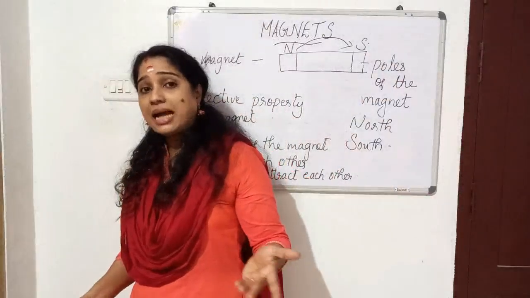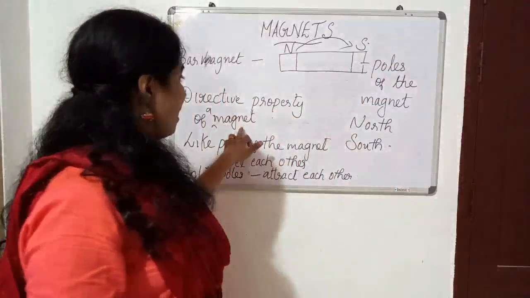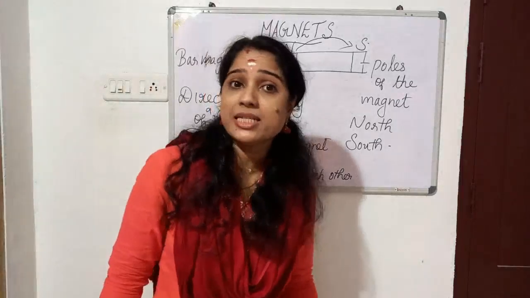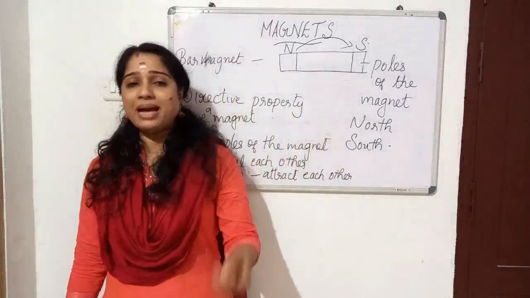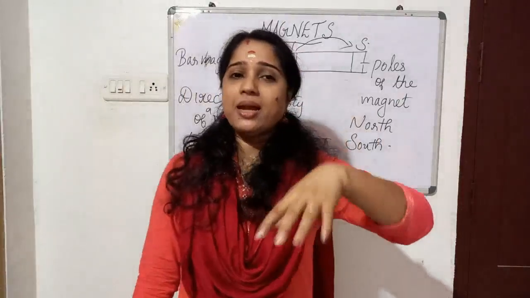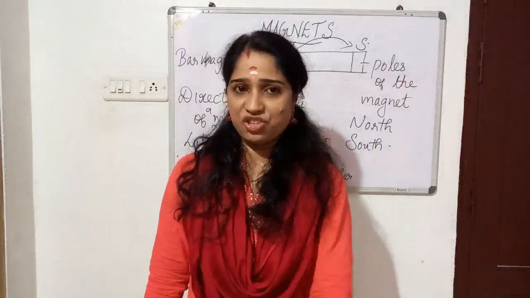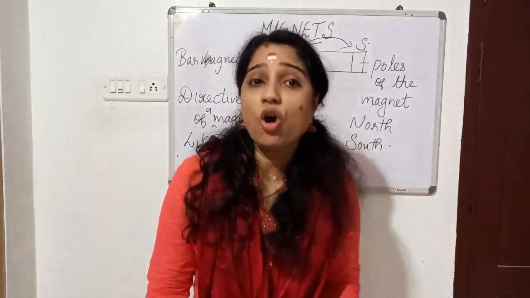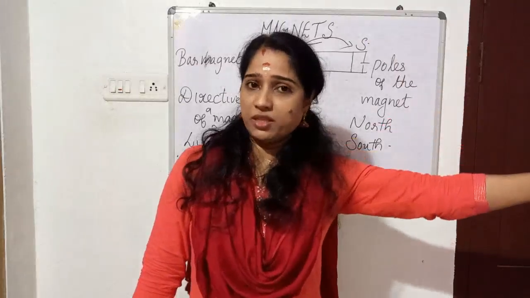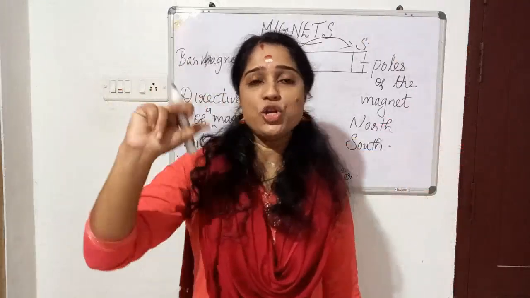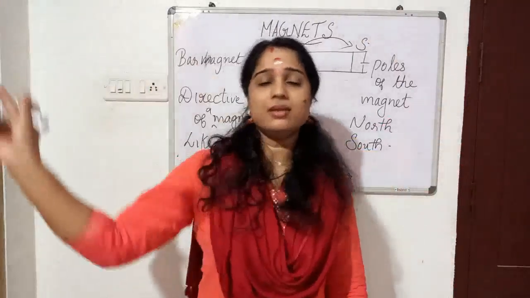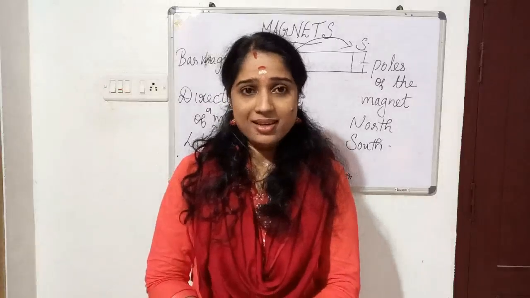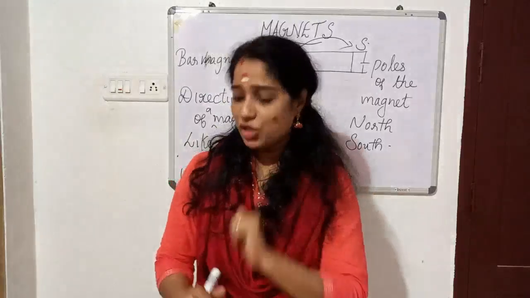First, we already discussed the directive property of the magnet. What is the directive property of the magnet? The ability of the magnet to remain in the north-south direction. The part pointing towards the north is the north side of the earth, and the part that points towards the south is the southern side of the earth. Clear? Now we are coming to the reason for it.